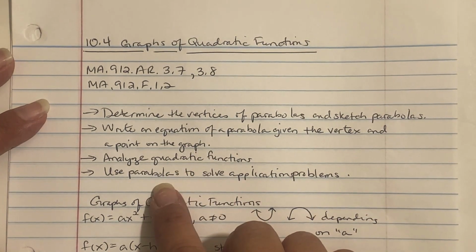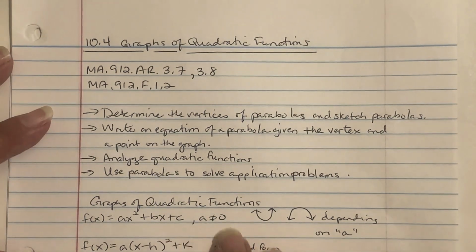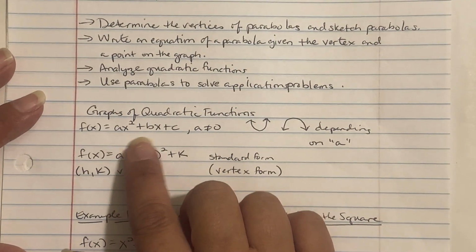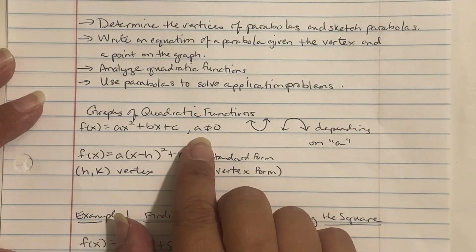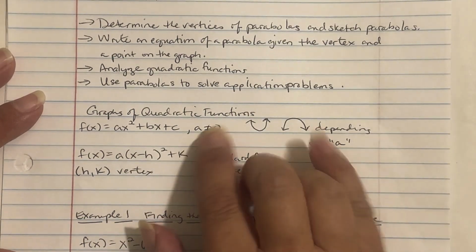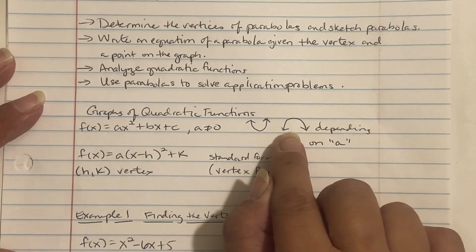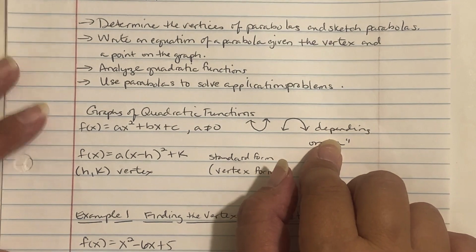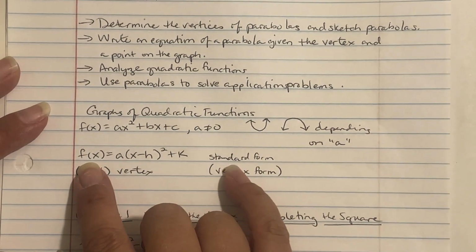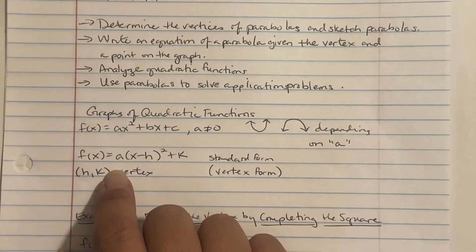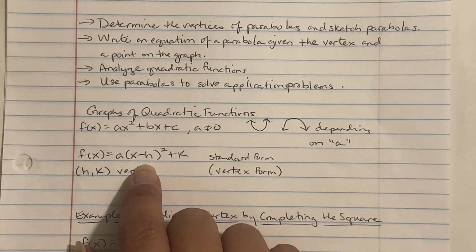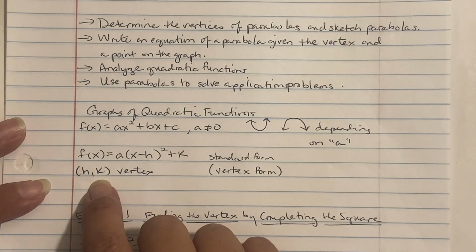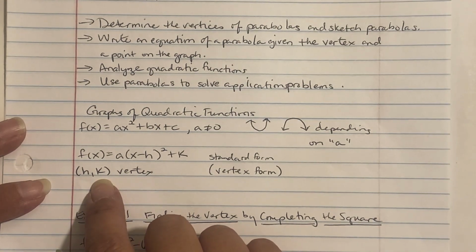So graphs of quadratic functions. Normally in standard form it says f of x equals ax squared plus bx plus c, where a does not equal 0. If the graph opens up, the a has to be positive. The graph opens down, the a has to be negative. So it's always dependent on the a position. So vertex form that we know is f of x equals a parentheses x minus h closed squared plus k, where h comma k, think of x and y, is the vertex, which could be the highest point or lowest point of your parabola.